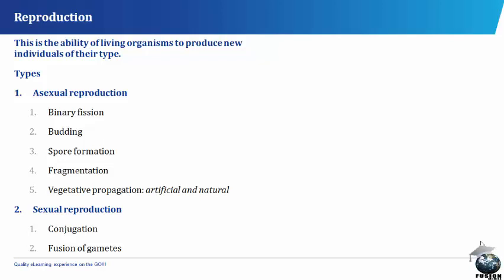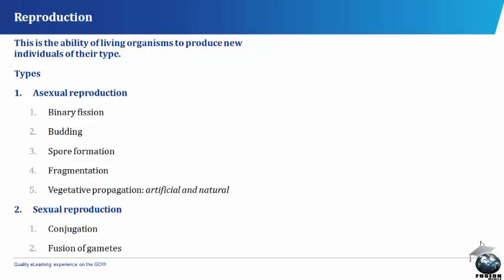Fusion of gametes, also called fertilization. Fusion of gametes is the union of the haploid male and female gametes to produce a diploid organism called a zygote. The process of this union of the gametes to form the zygote is called fertilization.